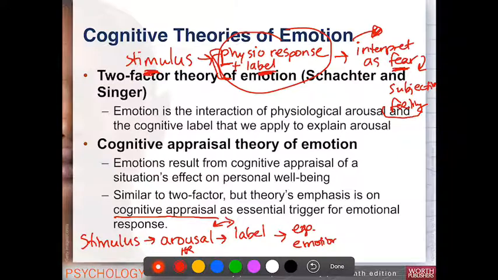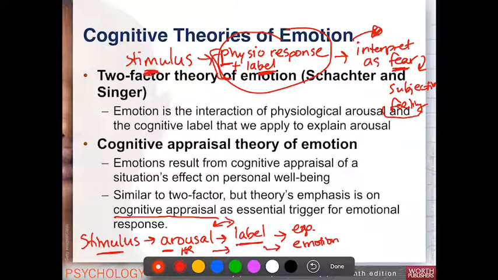So in this case, you hear the gunshot, okay? Increase in heart rate. Then you're going to label, is this a threat or not? This is a threat. I'm at the mall. I shouldn't hear this. Then this is going to affect my well-being. I should be scared. And then you're going to say, I'm fearful. And so it's the order and the combination in that is the difference between the two-factor theory and the cognitive appraisal theory.